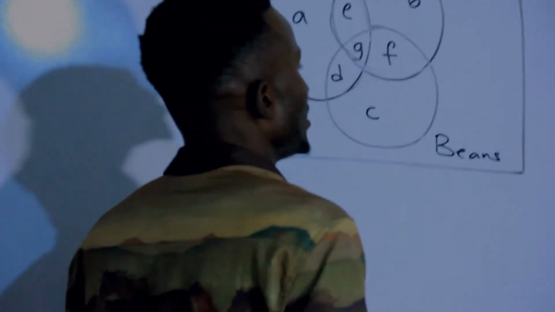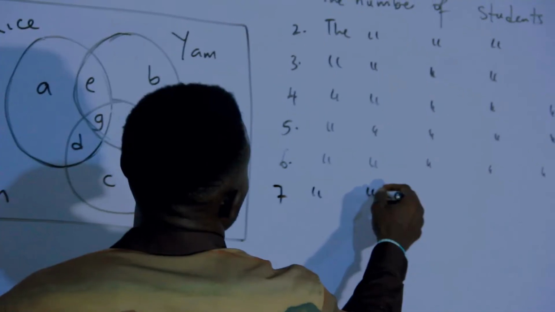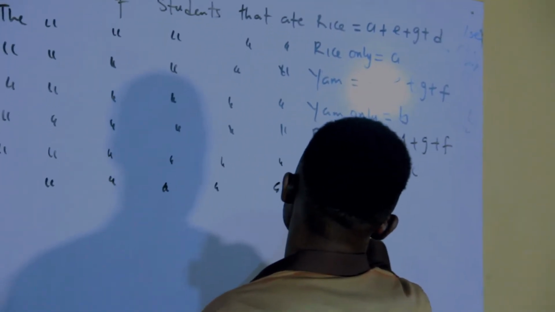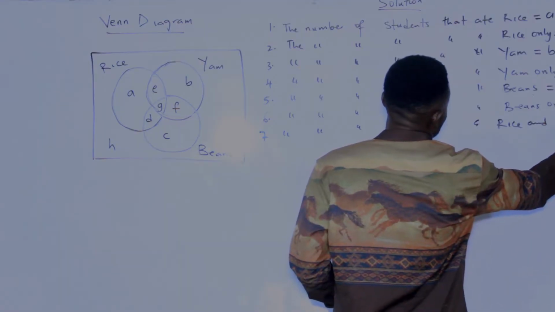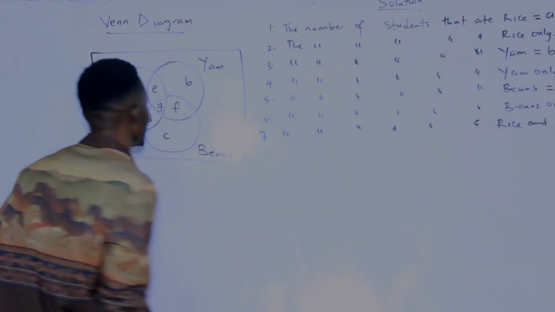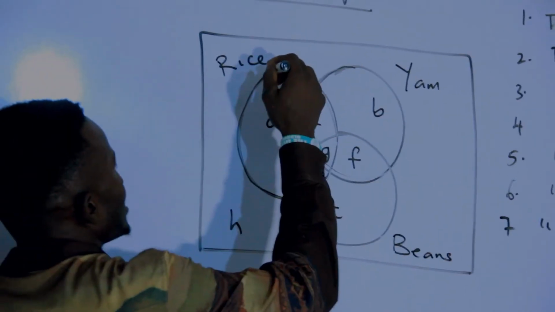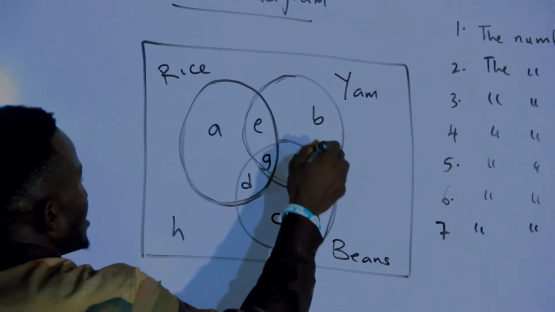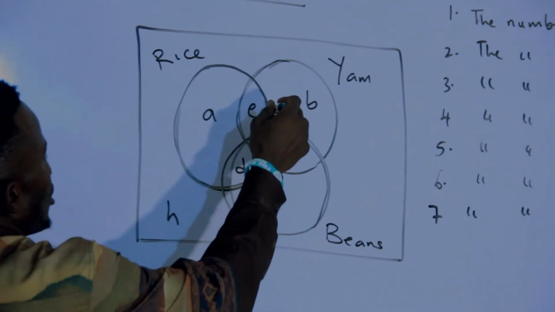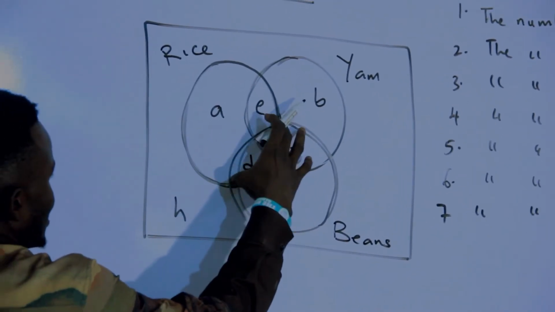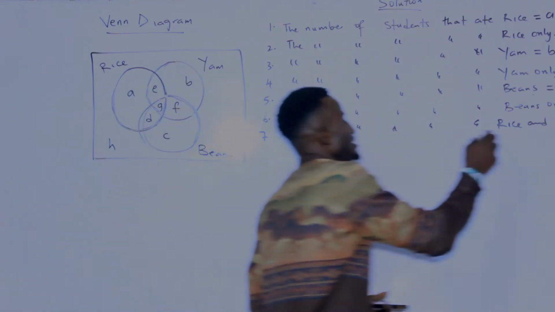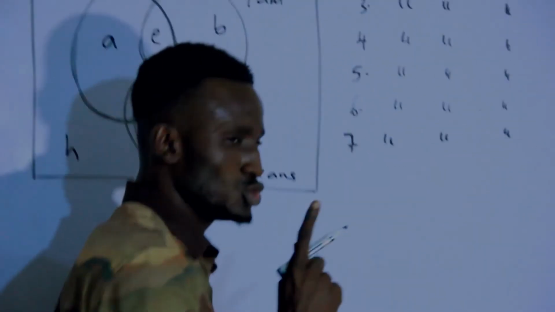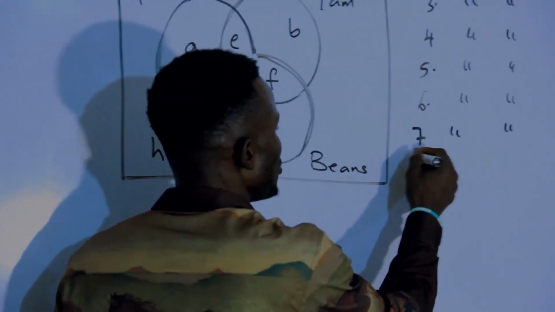Now, if they ask, what is the number of students that ate rice and beans? Rice and beans. Now, you have to come to the circle and check where you have the rice. This is rice, and this is beans, where they intersect. And you observe that where they intersect is this. And that is D plus G. G plus D. You should be mindful of only. They did not put only there.